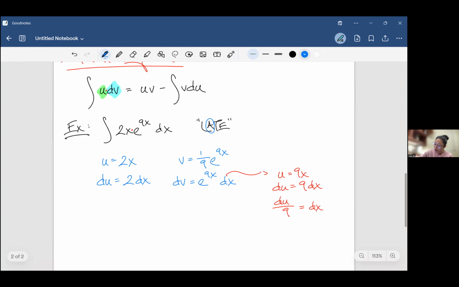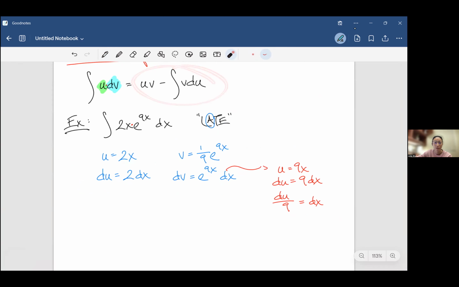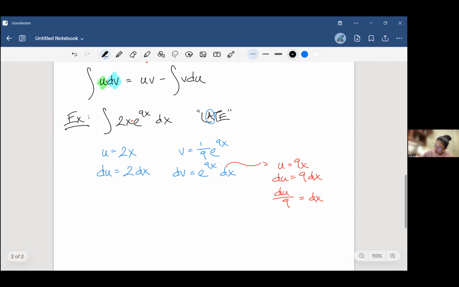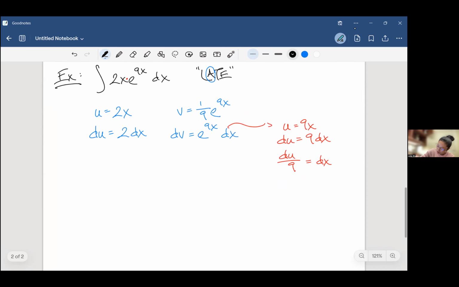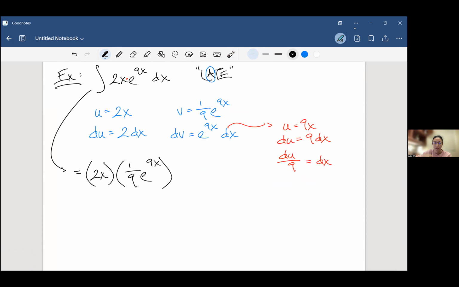So we're going to plug everything into our uv minus the integral of v du formula. The integral is going to equal u times v, so that's 2x times 1/9 e to the 9x, that's u times v, minus the integral of v times du.